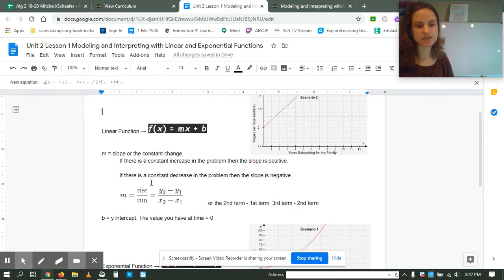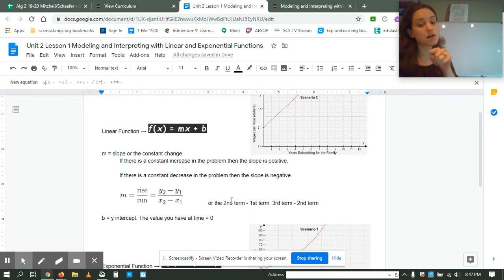If there's a constant decrease in the problem, then the slope, the number m, is going to be negative. And a friendly reminder, looking at our formula for slope, m is equal to rise over run, or y2 minus y1 divided by x2 minus x1. With tables, another way you can do this is take the second term minus the first term to find the common difference.